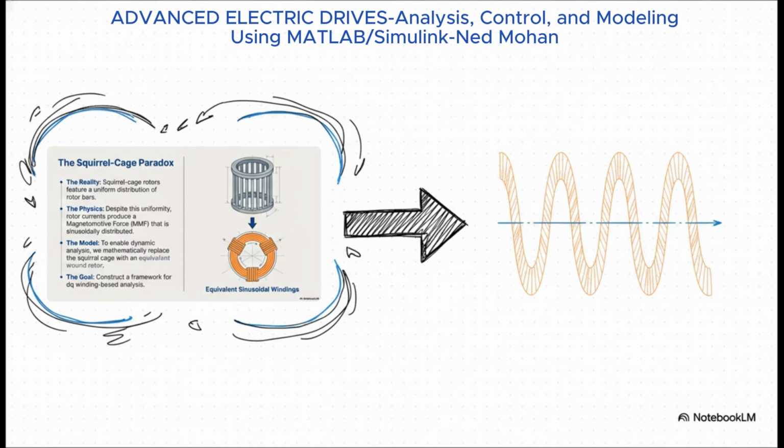At the heart of the induction machine, there's this paradox, the squirrel cage rotor. I mean, look at it. It seems so simple, just a bunch of uniform metal bars. But the physics of this thing produces a beautifully sinusoidal magnetomotive force, which is exactly what we need for smooth operation. So to analyze this, we do something pretty clever. We mathematically replace the physical squirrel cage with an equivalent set of 3 perfect, sinusoidally distributed windings. This is our foundational first step.